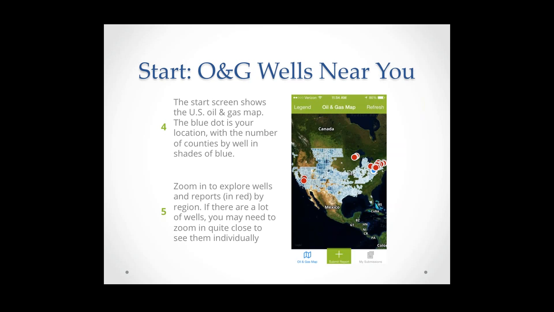There are three main navigation items on the bottom toolbar all of the time. The oil and gas map, which you see here, the reporting button in the middle, and then the My Submissions tab on the right. The top toolbar will change depending on the page that you're viewing. For this page, we see that the toolbar on the top offers a legend and a screen refresh option. So I'm going to pretend to tap on the legend, and so then we'll take over so you can see what the legend would look like.